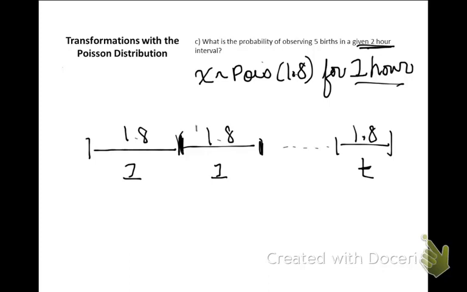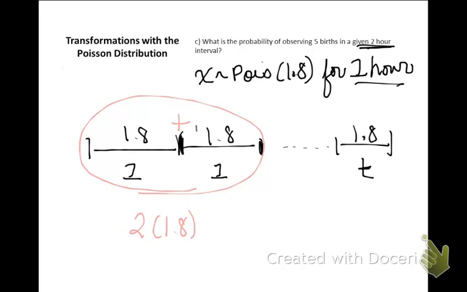If I'm looking for a 2-hour interval, what I'm basically saying is that I want to take two successive intervals back to back and find the average there. And that would be 2 times 1.8. It would be 1.8 plus 1.8. You're adding the averages for the intervals. So this gives back 3.6.